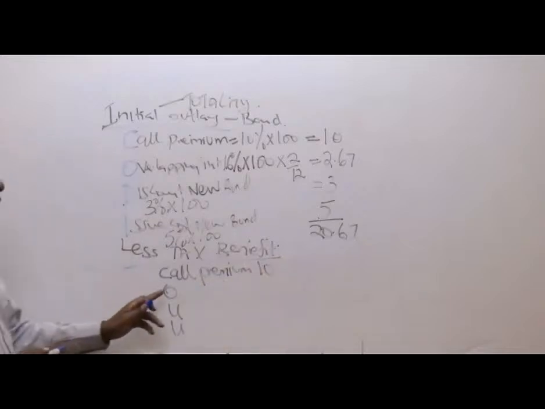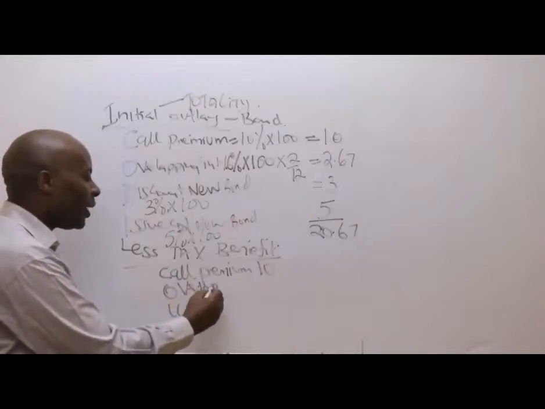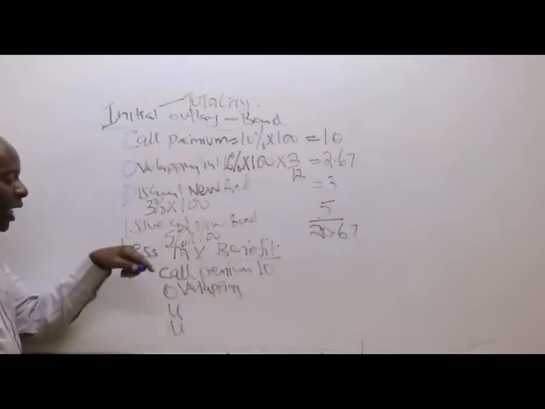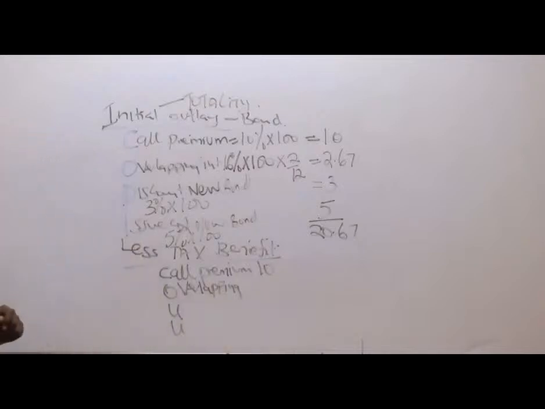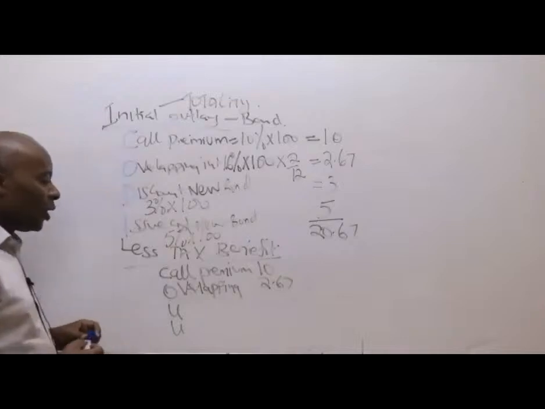And then, of course, we have O, the overlapping interest. This one here, the government will again promote you by allowing you to claim it as a qualifying expenditure. So the overlapping interest is 2.67.